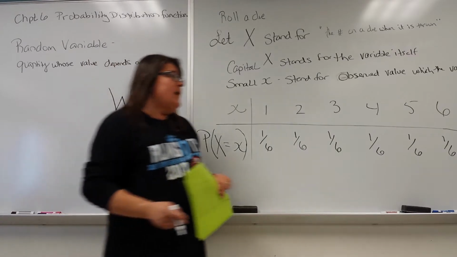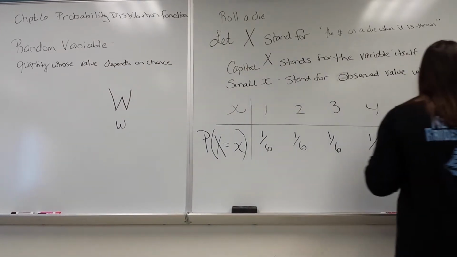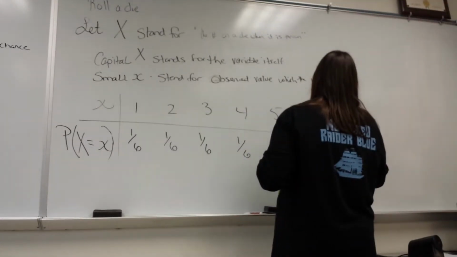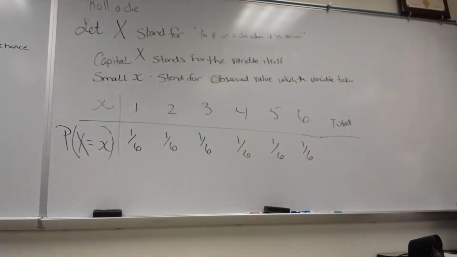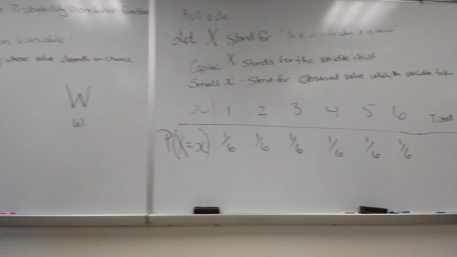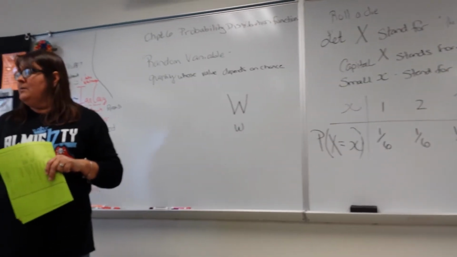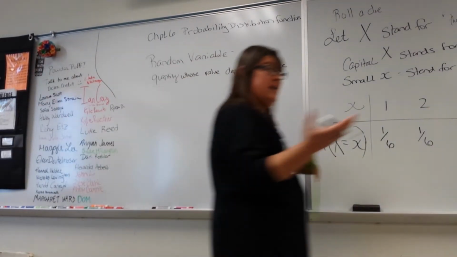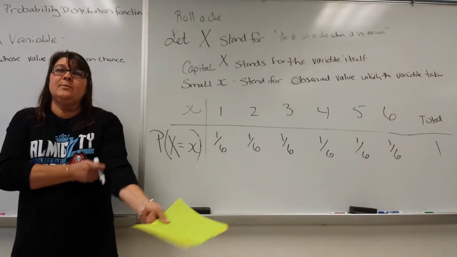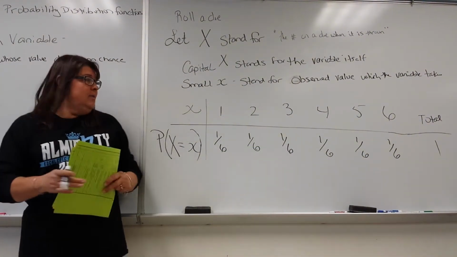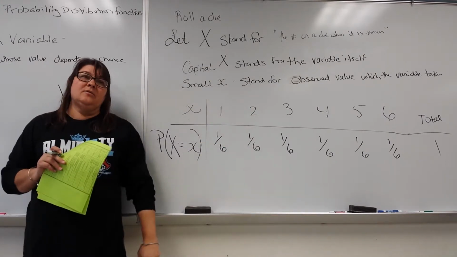Finally, I always do this little last part. What is the total of the probabilities? 6/6, 1 whole. It will always be 1 whole, 100%. Why is that? Because when I talk about every possible outcome, I'm talking about 100% of what happens. This, my friends, is what we call a probability distribution table.